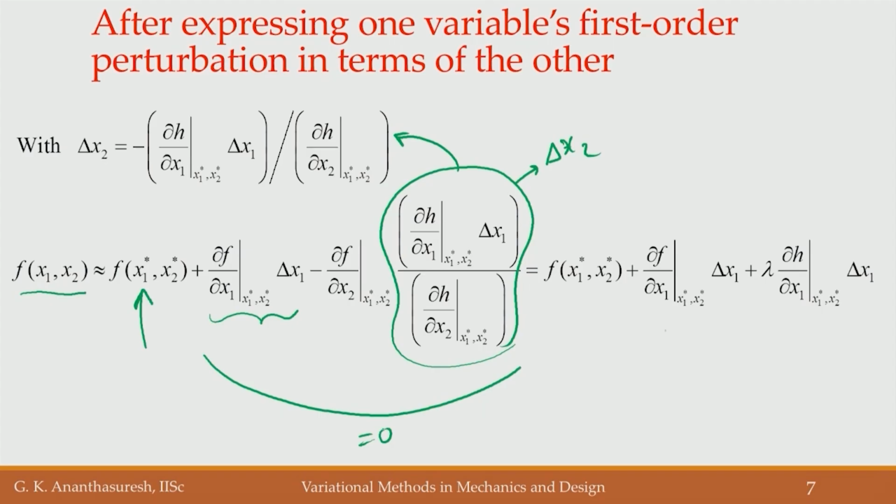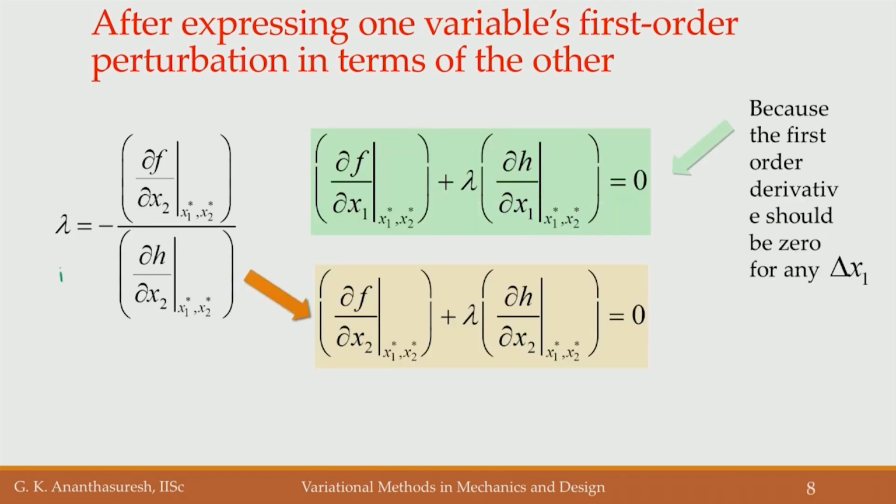Before we say that, we denote something that we have here, we have defined something called lambda here. See, dou h by dou x1, this term is here as it is, but what we have is dou f by dou x2 divided by dou h by dou x2. So, these two we have defined as lambda along with the negative sign, that means that we have defined this lambda to be minus. So, notice that negative sign, dou f by dou x2 divided by dou h by dou x2, both evaluated at x1 star x2 star.